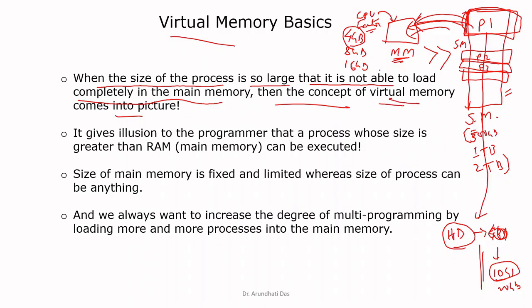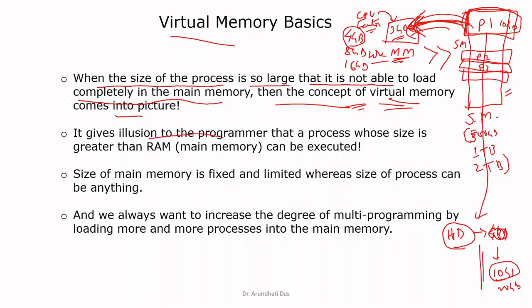It is done with the concept called virtual memory. To the user, virtual memory gives an illusion that the entire process P1 of size 10 GB is in the main memory, although at a time maybe only 3 GB of the 10 GB is there in the main memory. But it gives an illusion that the entire process is there in the main memory. So virtual memory is able to give that feature to the user.